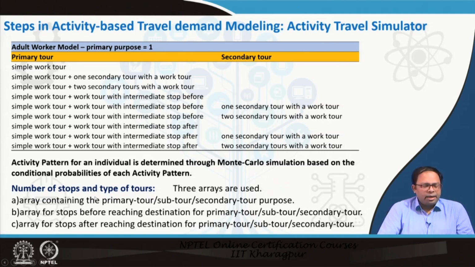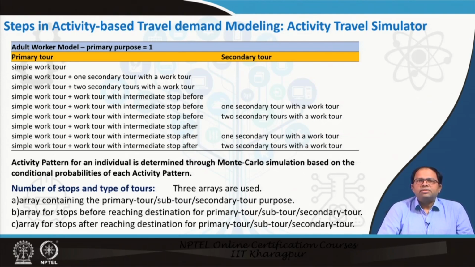Once we have done that, we need to store this data in 3 arrays. One array contains the primary tour, subtour or secondary tour purpose. The second array contains the stops before reaching the destination for each of these tours, and the third array contains the stops after reaching the destination for the primary tour. So we are generating a tour, we have a primary destination, then there could be a secondary destination, and in between the journey we can also choose different stops.